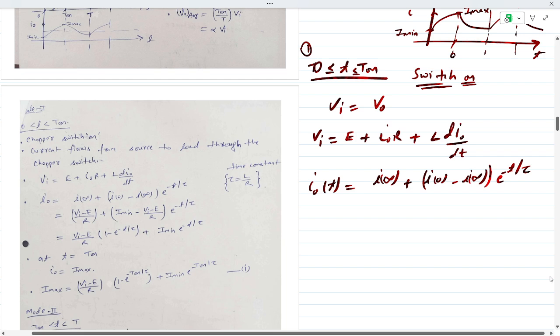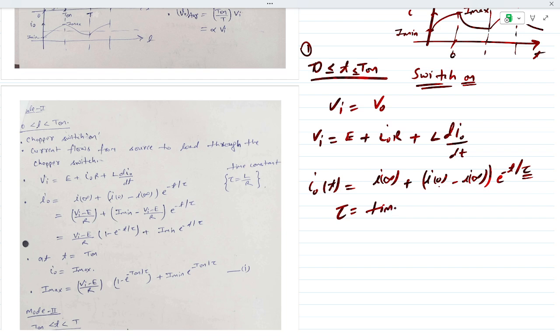And now we have to put the values for everything, like what is the tau, what is the I naught, and what is the I infinity. So first of all, the tau is the time constant, and its value for any RL circuit is L by R. So its value is L by R.